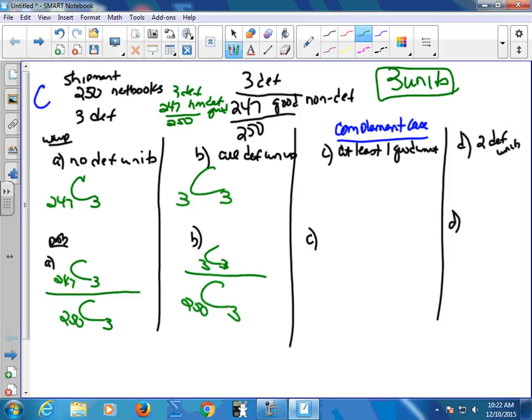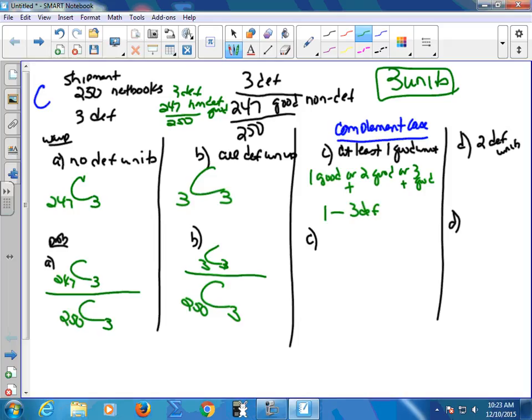How many ways first can I choose at least 1 good unit? So I want 1 good unit, or 2 good units, or 3 good units, and I would have to add these. What is the only condition that I don't want? 3 defectives. It's 1 minus 3 defectives.